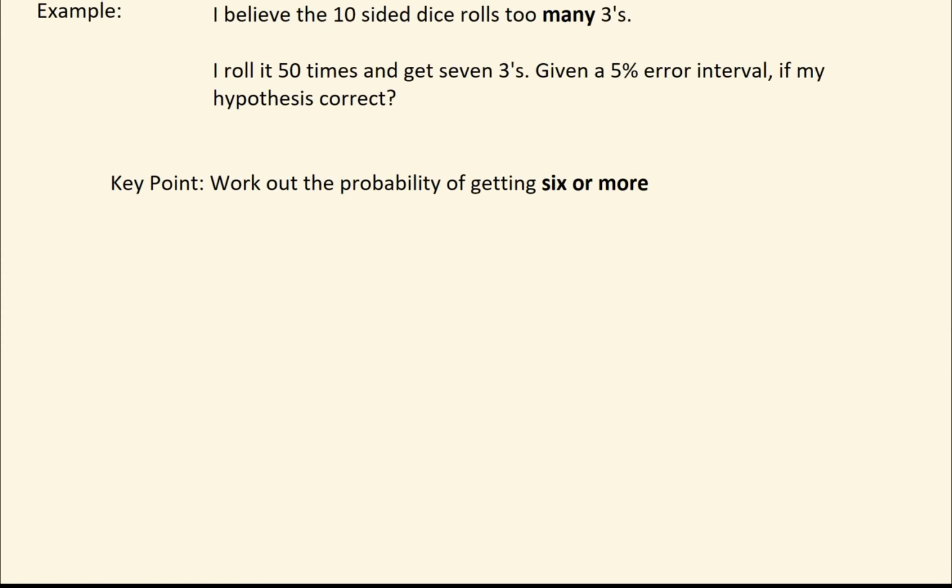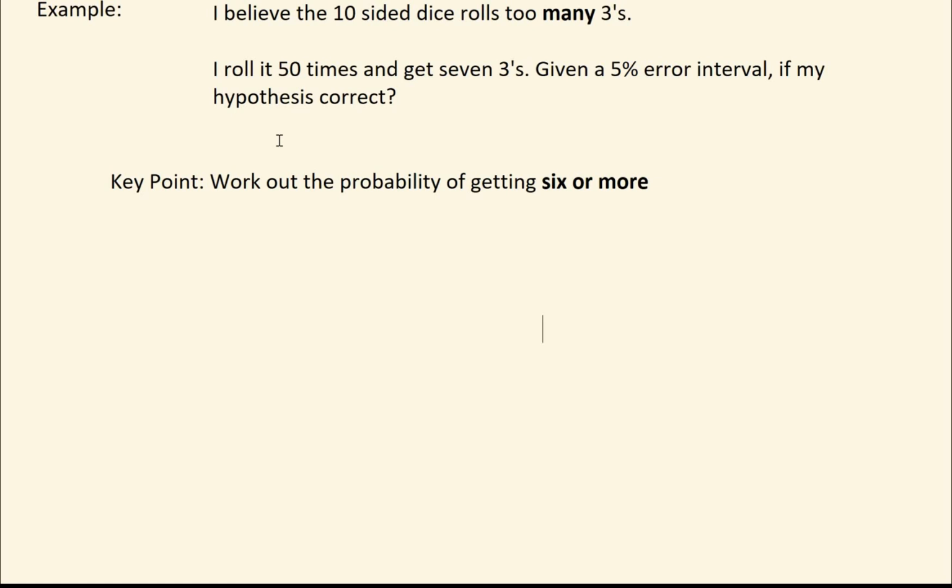Let's see a question, okay? So here, I've got a 10-sided dice, and I believe it rolls too many 3s. So I roll it 50 times, and I get 7 3s. We then want to test at a 5% error interval whether my hypothesis is correct, whether this dice is biased, or it's just bad luck. You're going to get more of one number than another. That could happen.